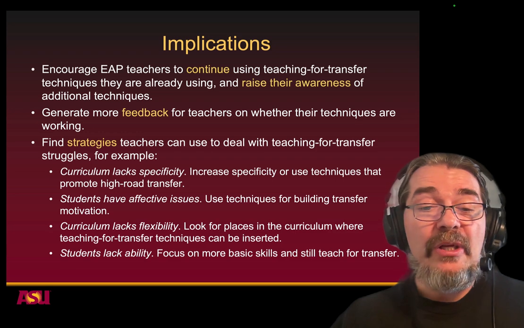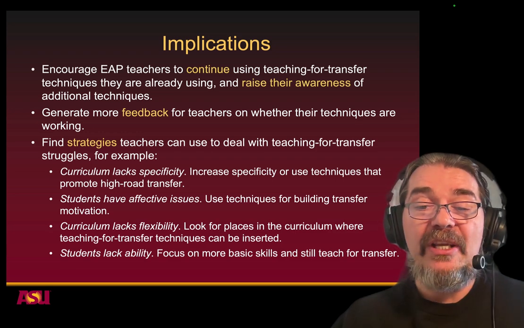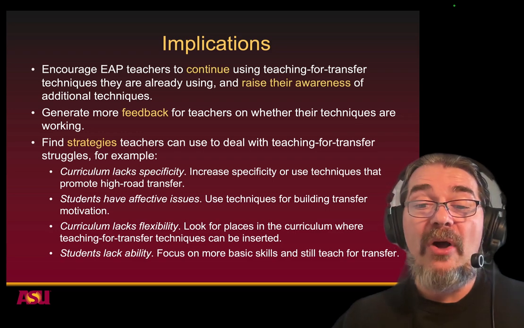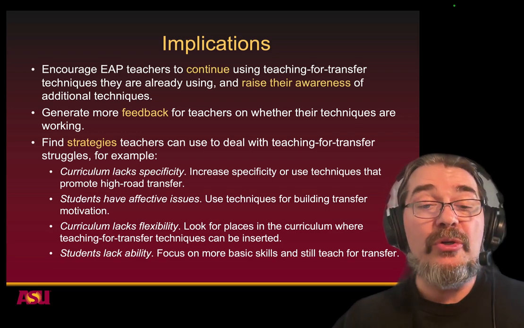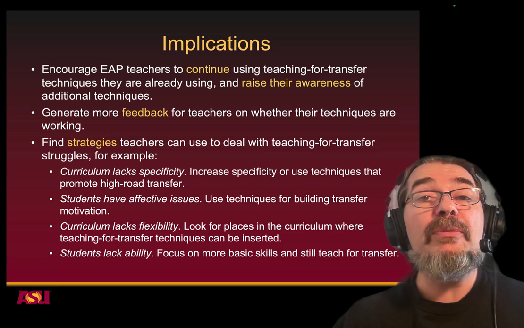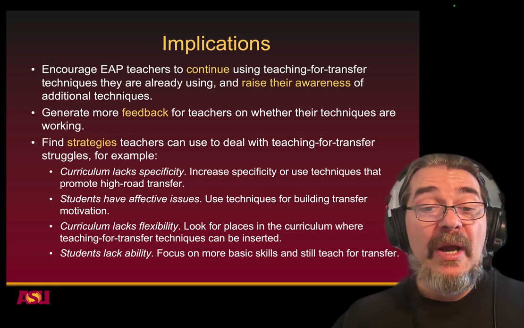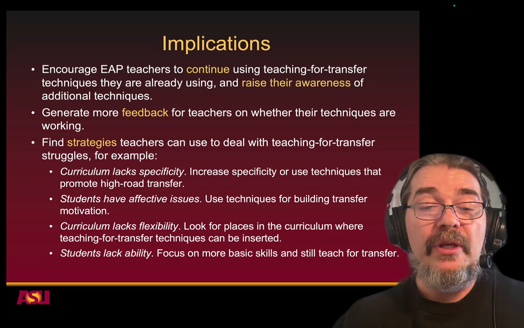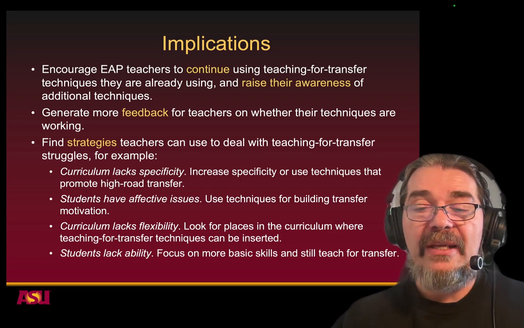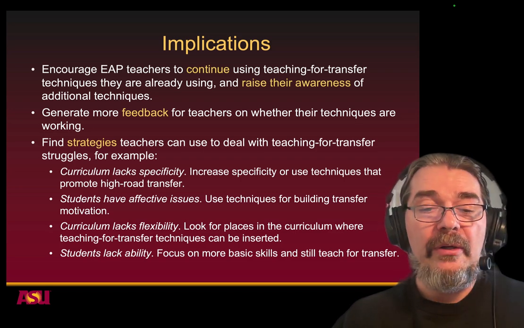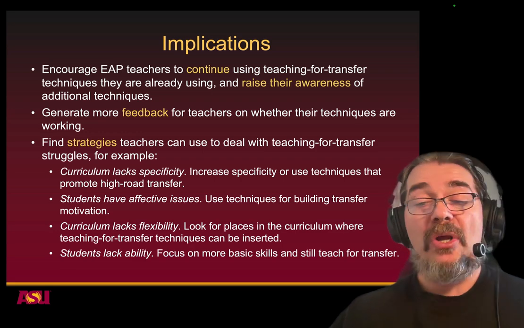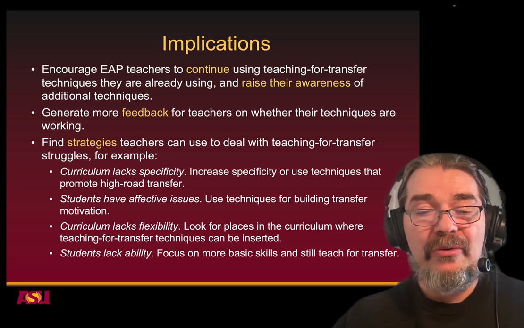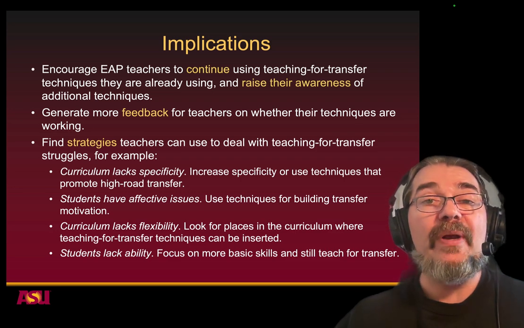So one implication in the first bullet here is that EAP teachers can be encouraged to look at what they're already doing in class, because they might already be using techniques that can promote transfer. And if so, they can keep using those techniques. But they might also notice that they're using a limited number of techniques, perhaps just one or two. So they might consider using other techniques like some of the ones listed here, or that are described in publications on teaching for transfer. This way, teachers can try to really saturate their course with teaching for transfer.